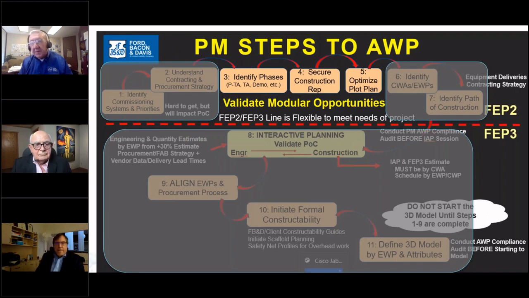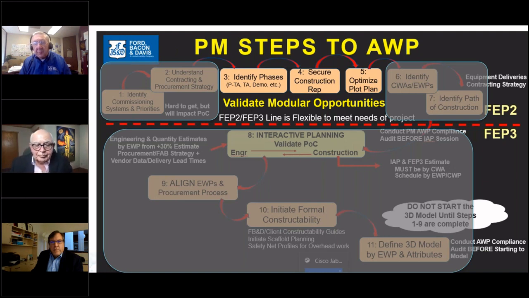Yeah, these are the steps here, and I want to notice over here on the right side, FEP2, FEP3. We break this particular stage into two parts, and according to the CII model, you have your conceptual stage, and then you have your scope definition phase, which is FEP3. So we try and draw a dotted line: we want certain things to be done very early in that conceptual stage of the project, and these are three things right here.